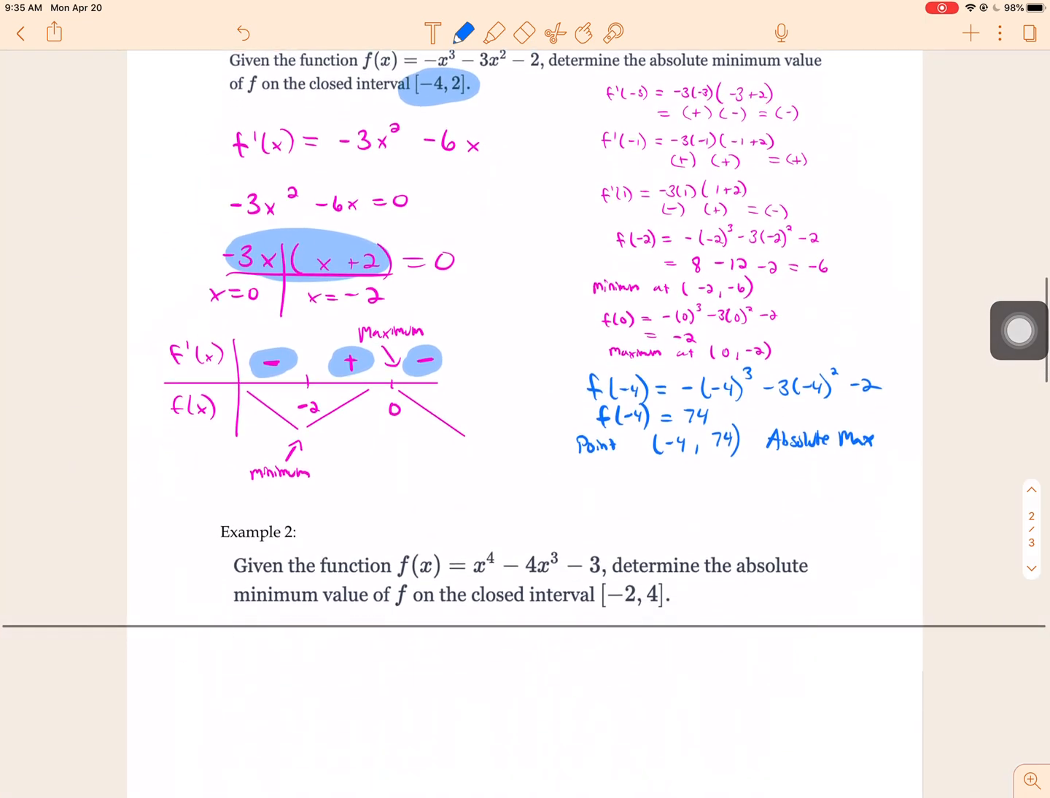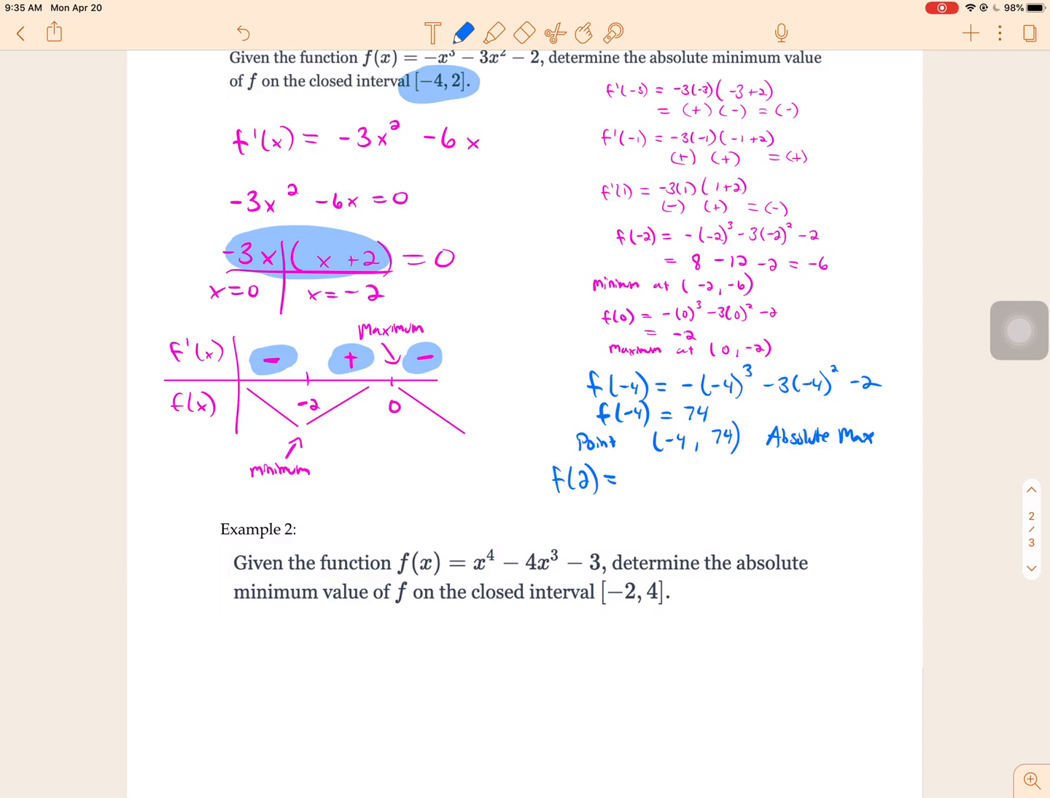All right, let's plug in our other endpoint here. Let's plug in 2 in the closed domain. What's f of 2? Well, that's negative of 2 cubed minus 3 times 2 squared minus 2. You can do it with or without a calculator. That's negative 8 minus 12 minus 2, which is negative 22. So that means the point 2, negative 22, is that lower than the relative min we found earlier? Negative 2, negative 6. Y was negative 6. Now y is negative 22. So this is the absolute minimum.